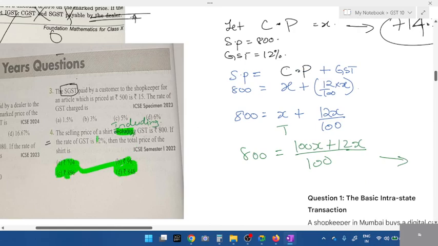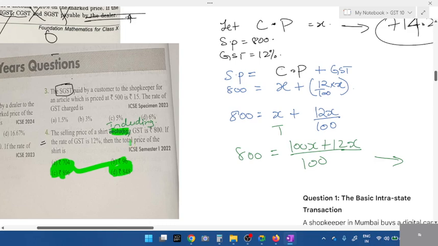Ignore this. The selling price of a shirt including GST is 800. Then find the cost price. Instead of total price, we need to find the cost price. This is the question. The selling price of a shirt including GST is 800. If the GST is 12%, find the cost price.